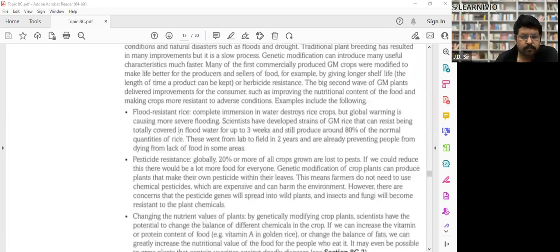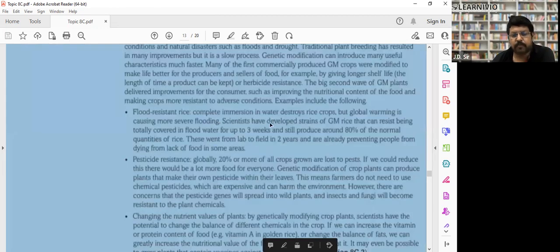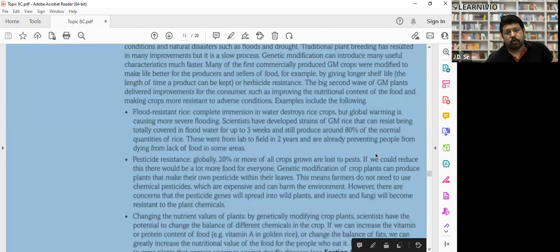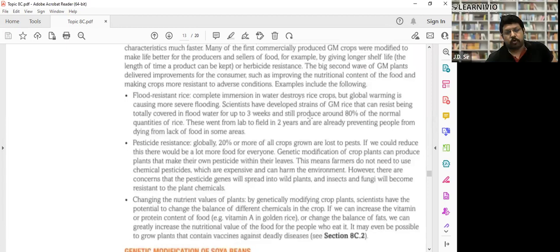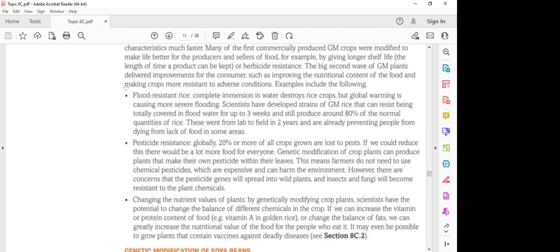Now the flood resistant rice. Complete immersion in water destroys the rice crop. During flood time, the rice crop gets destroyed because the plant is submerged. But global warming is causing more serious flooding. Scientists have developed a genetically modified rice that can resist being totally covered in flood water for up to 3 weeks and still produces around 80% of the normal quantity of rice. It went from lab to field for 2 years and is already preventing people from dying because of the lack of food in those areas. Got it? That was a benefit.